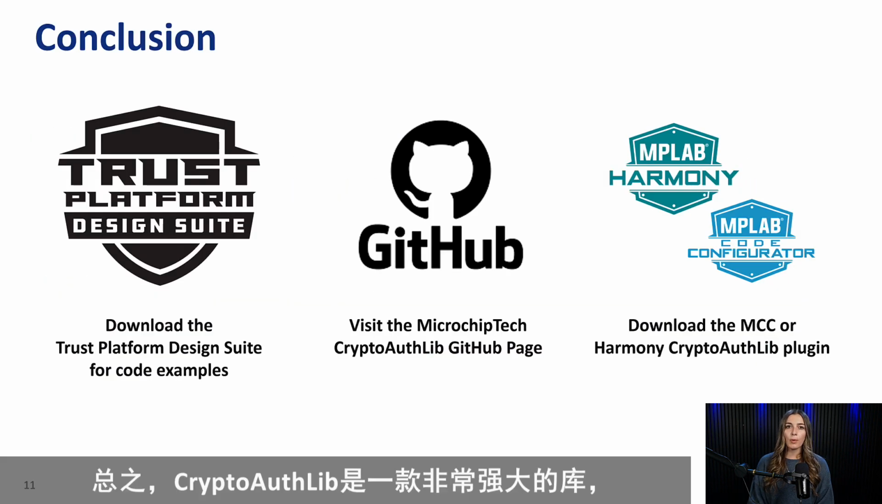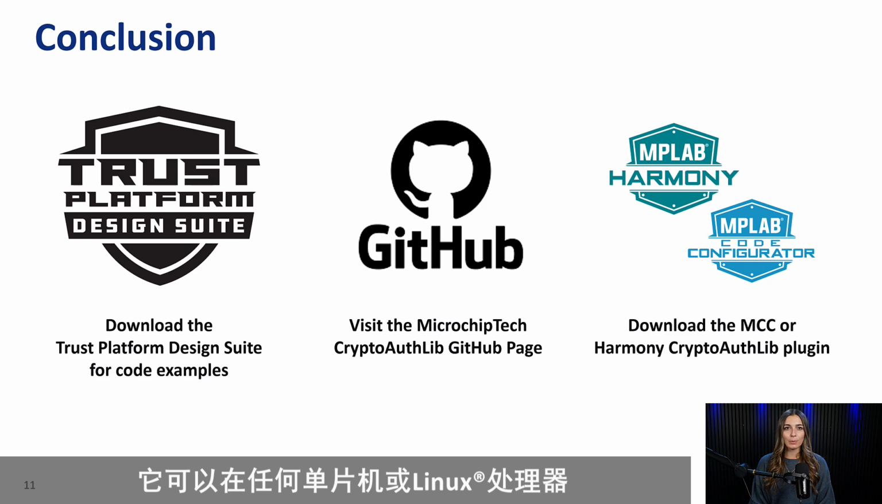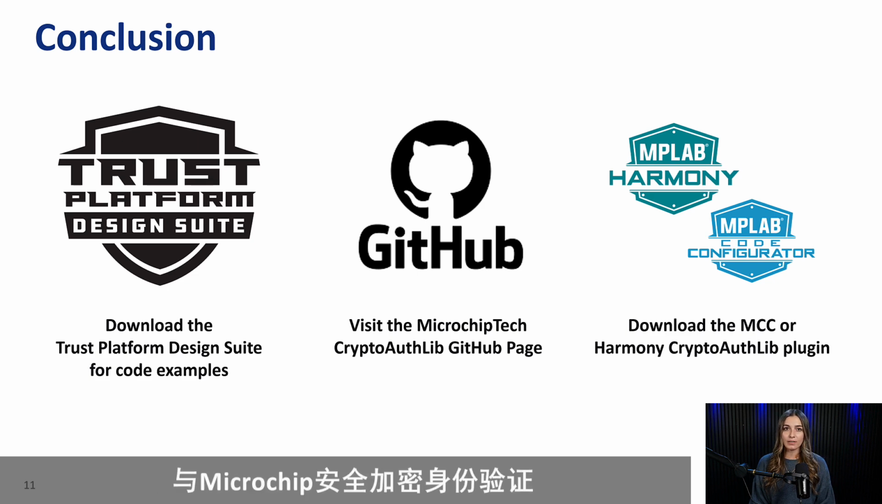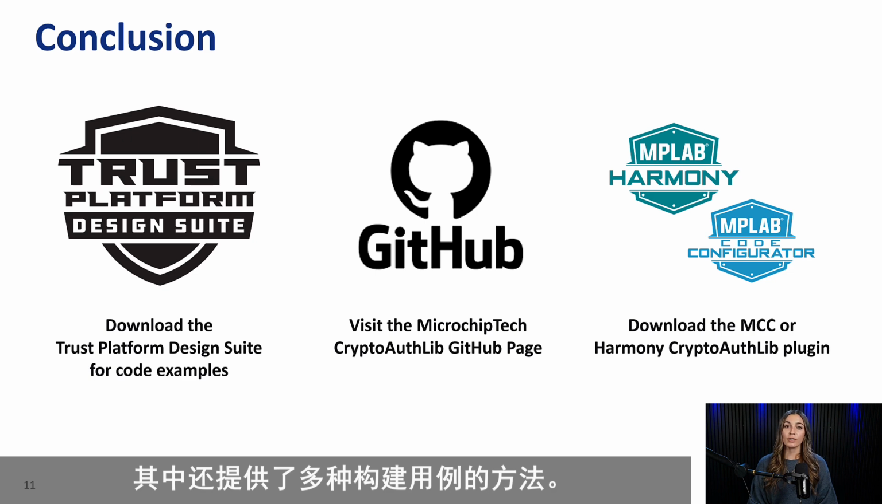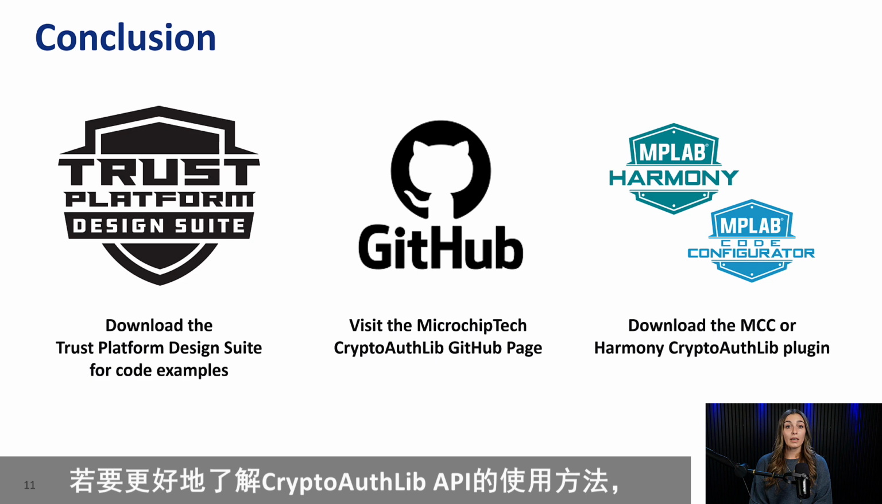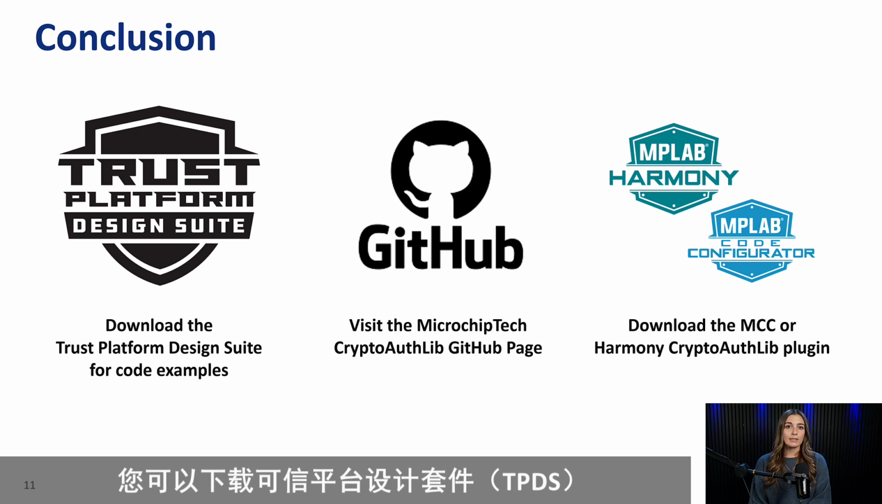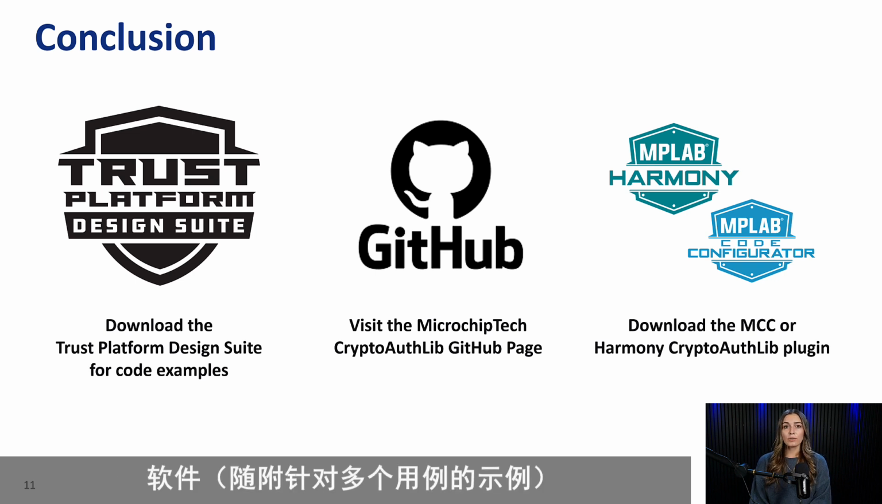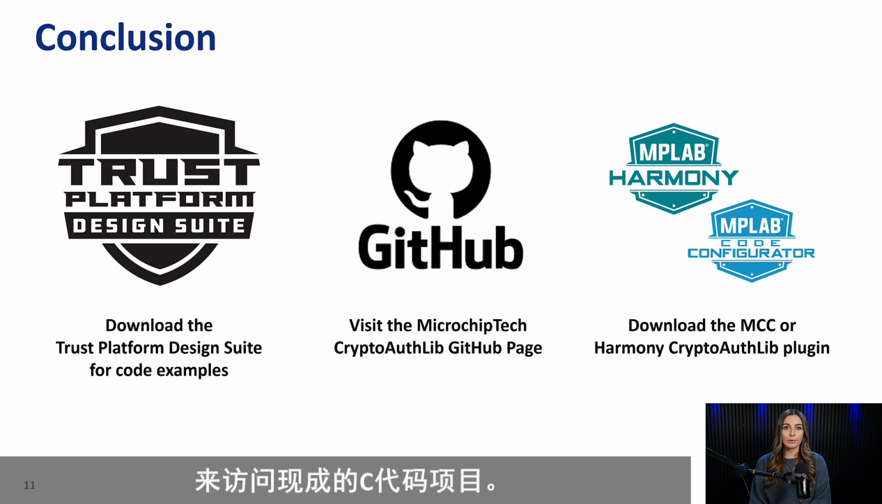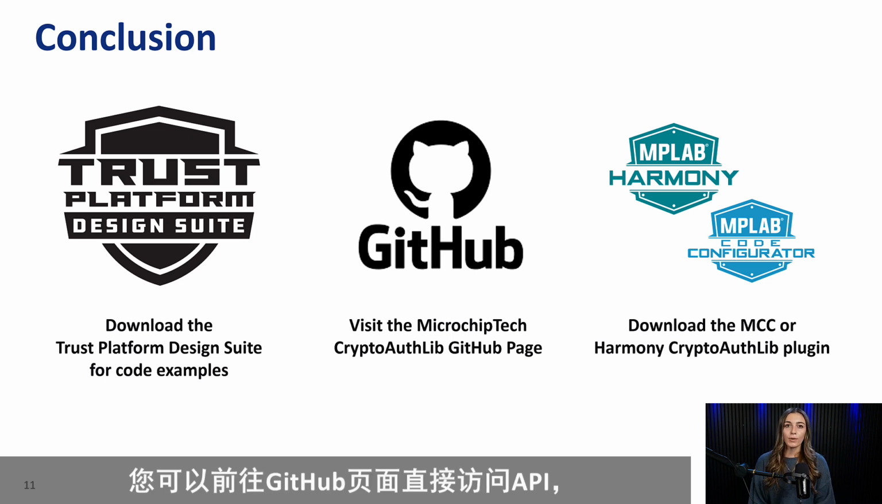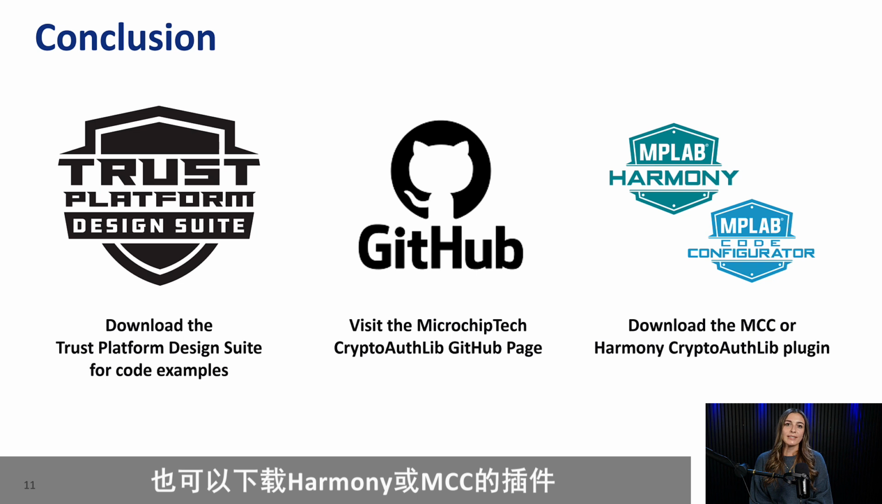In conclusion, CryptoAuthLib is a very powerful library that makes it possible for any microcontroller or Linux processor to interface with Microchip's secure crypto authentication or crypto automotive ICs. It also offers multiple methods for constructing your use case. To get a better understanding of how CryptoAuthLib APIs are used, you can access C code turnkey projects by downloading the Trust Platform Design Suite software, which is loaded with examples for multiple use cases. You can go to the GitHub page to access the APIs directly, or you can download the Harmony or MCC plugin for easy integration into your project.